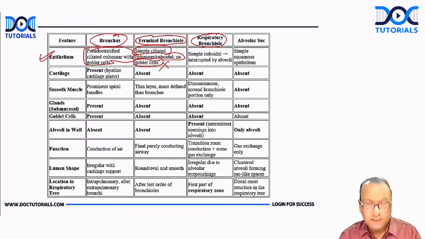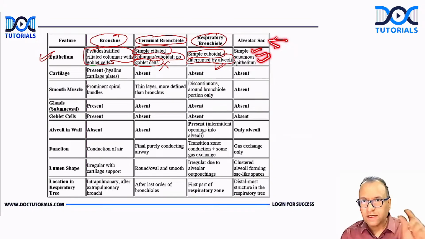And what about respiratory? Respiratory, it is becoming shorter and shorter. The epithelium is becoming shorter. It has become simple cuboidal. Maybe some cilia are there, but there is interruption by alveoli. See, there is interruption by alveoli, but here there is no interruption in terminal bronchiole. What about alveolar sac? Alveolar sac, simple squamous epithelium. Alveoli are simple squamous, scattered. Type 2 pneumocytes are there, cuboidal, but mostly it is simple squamous.